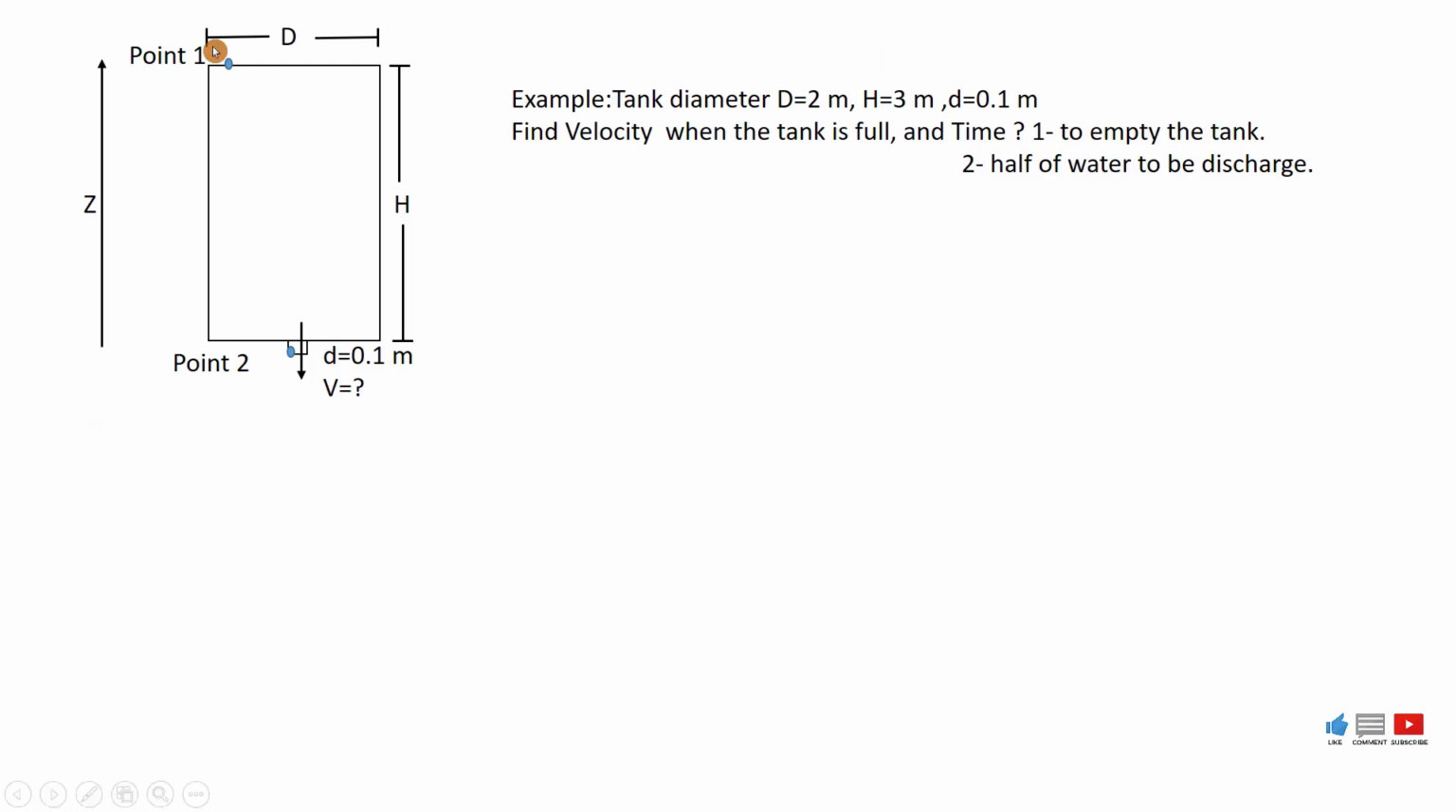If we have this tank, the diameter of the tank is equal to 2 meters, the height of the tank is 3 meters, and d small is 0.1 meter. We have to find the velocity when the tank is full, and we have to find the time to empty the tank.